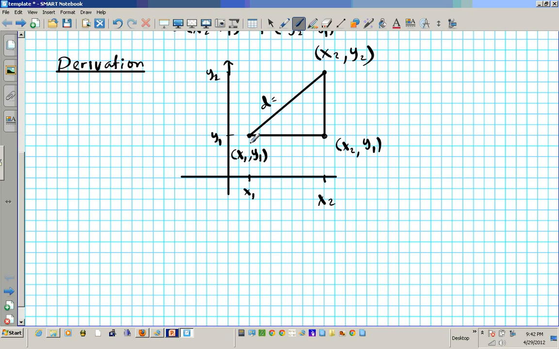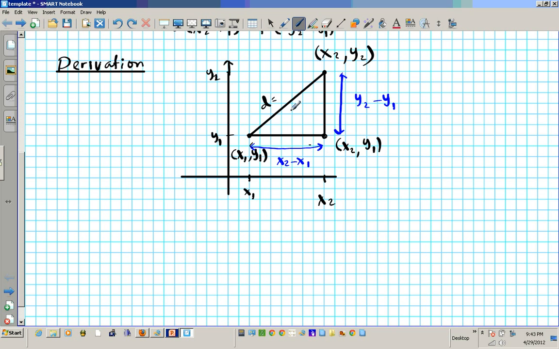Now I need to find the length of this piece right here. What is the length from here to here? How far is it? To compute that length, that's going to be x2 minus x1. That's the length from here to here. Let me do that again with a different color so you can see it clearly. So the length on the bottom is x2 minus x1. And then this length from here to here, going up and down, is vertical, so it's y2 minus y1. Okay?